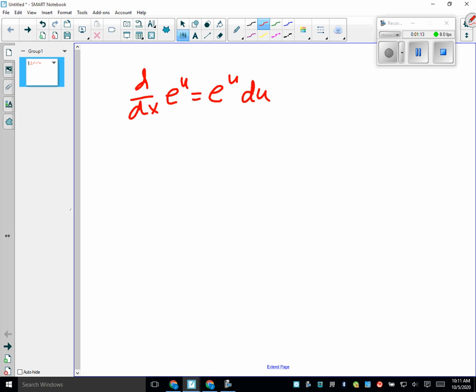Now, the derivative of a to the u. This is where we have a number raised to a variable power. That's when this comes in. This is equal to a to the u, ln of a, du over dx.